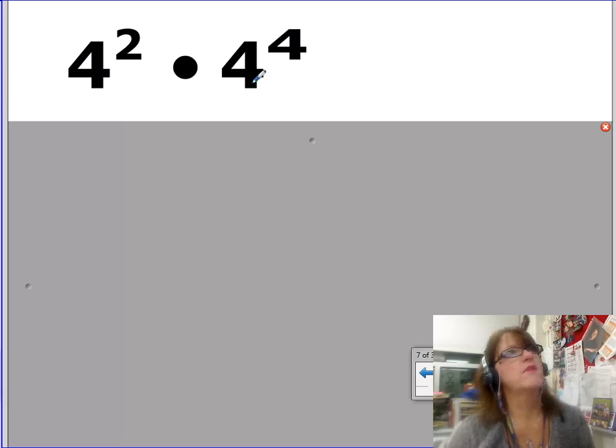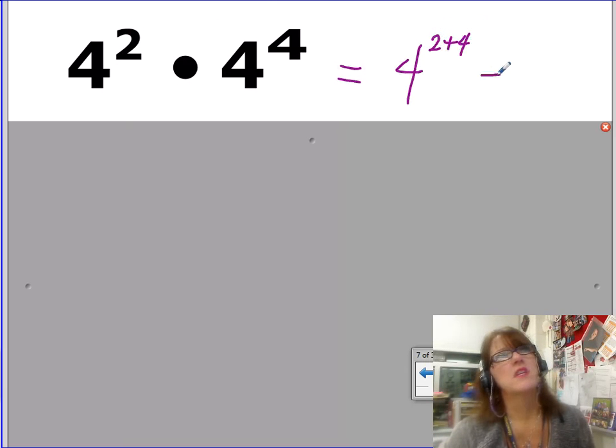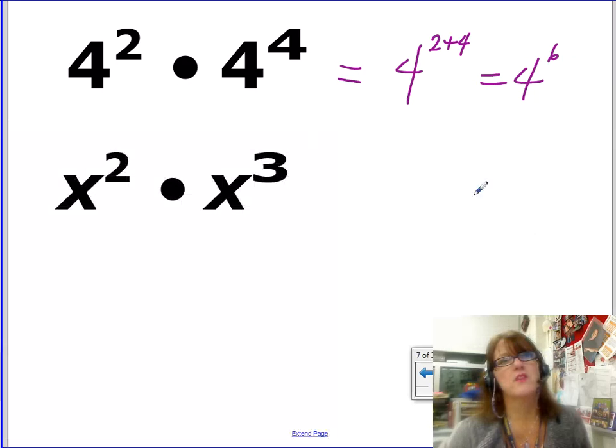4 to the 2nd power, 4 to the 4th power. My base is the same. 2 plus 4 means 4 to the 6th power. You don't have to evaluate it. I want you to leave it in exponential form, okay?